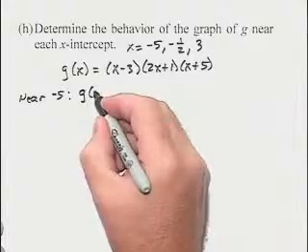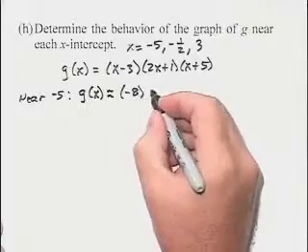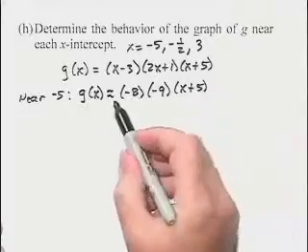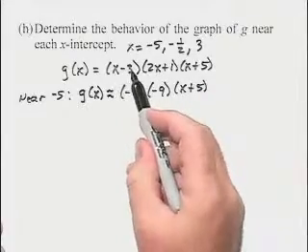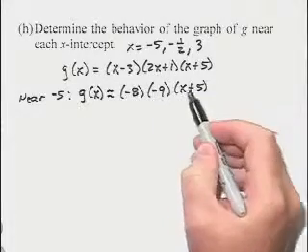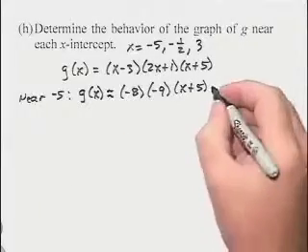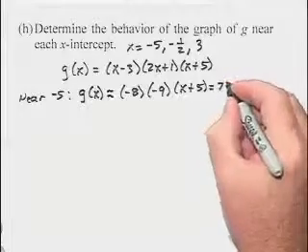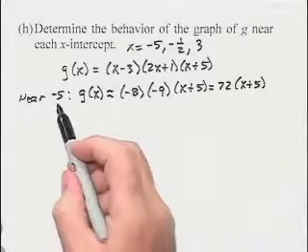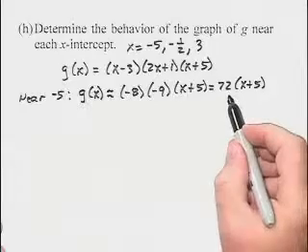So near -5, g of x is approximately -8 times -9 times x plus 5. So if we put in -5 for x, -5 minus 3 is -8. 2 times -5 is -10, plus 1 gives us the -9. Again, we're not using the x plus 5 factor because we're looking at what happens near -5. This is equal to 72 times x plus 5. So near -5, the graph of g will look like a line with slope 72.